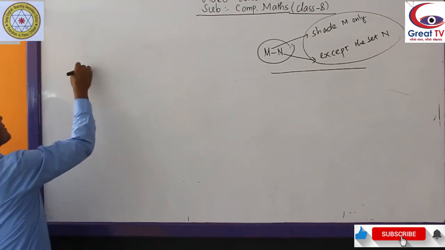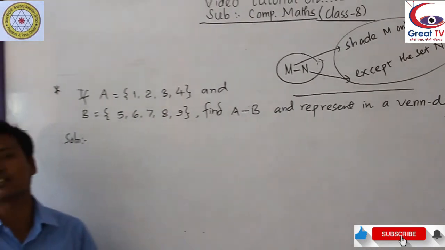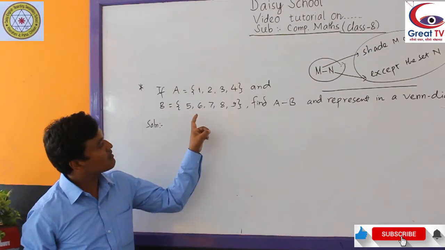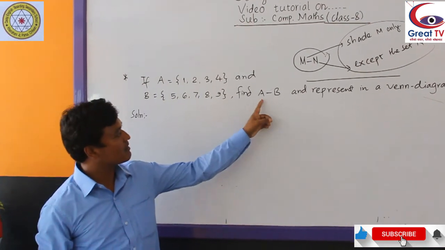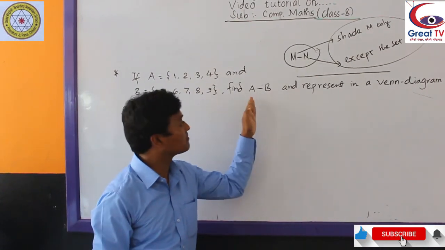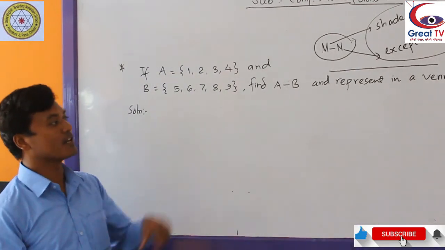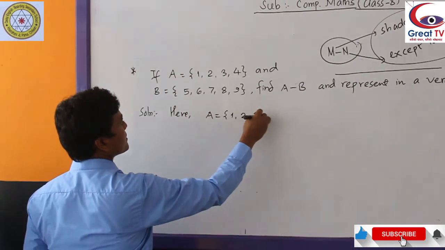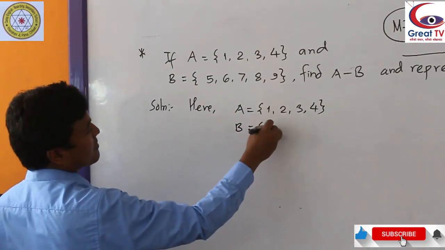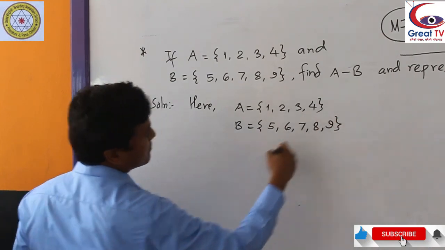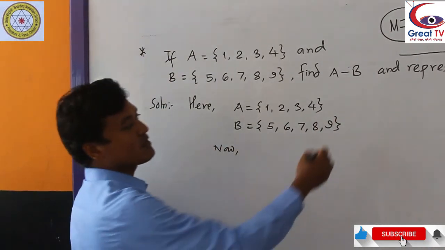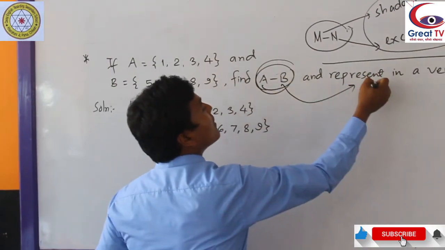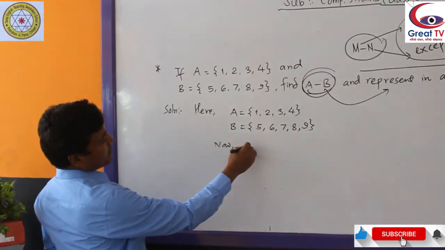Okay, let's take the second example. While discussing the first type of problem in our previous class, we already talked about the problem. But today also you can clearly see we have two parts. The first part is we should calculate A difference B. Then we have to repeat the same operation, A difference B, in a Venn diagram. So let's say here we have two sets, A: 1, 2, 3, 4. The set B: 5, 6, 7, 8, 9. As we have two parts, first we should calculate A difference B. The second part, we have to represent the same set operation, A difference B, in a Venn diagram. Okay, let us calculate A difference B first.